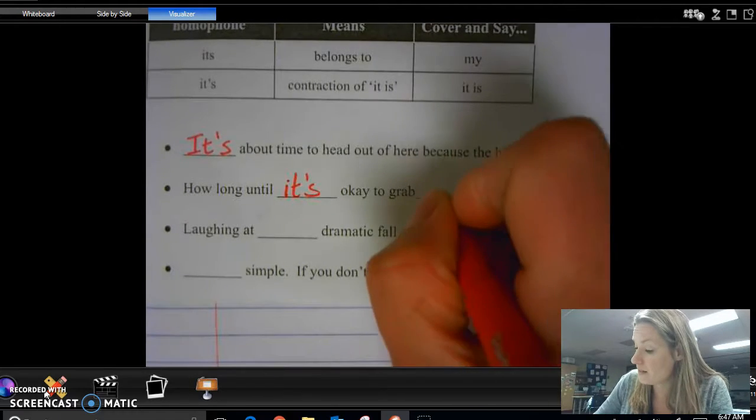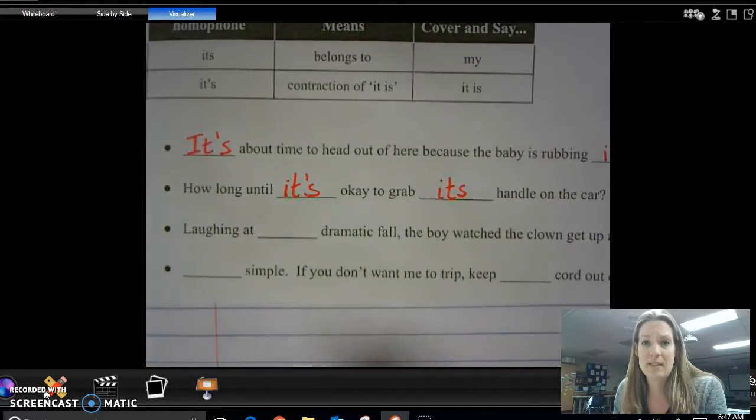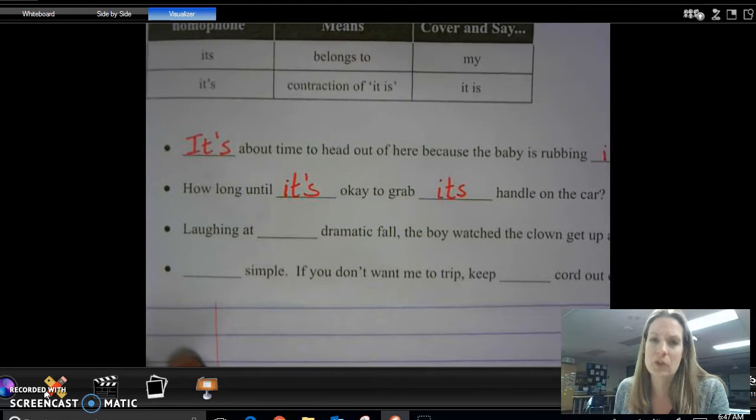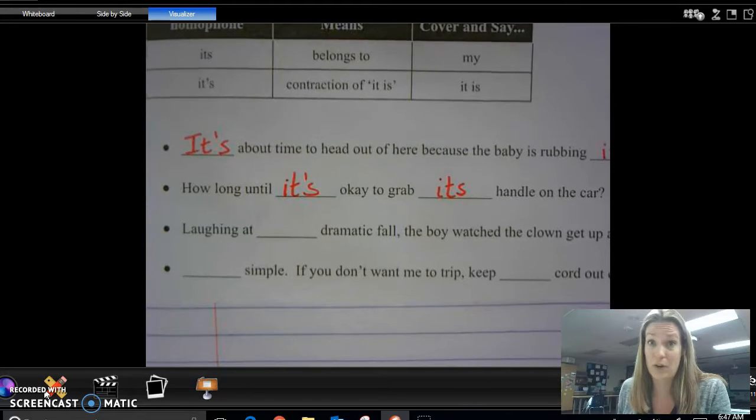My is the one that makes sense, so there is no apostrophe. Basically, if for some reason the I-T apostrophe S, if for some reason it is does not make sense, it's going to be the other one. Now, my should make sense, even though you're like, I don't have a handle, but it should flow okay to help you understand it. If it is doesn't make sense, then the one with the apostrophe is not correct.